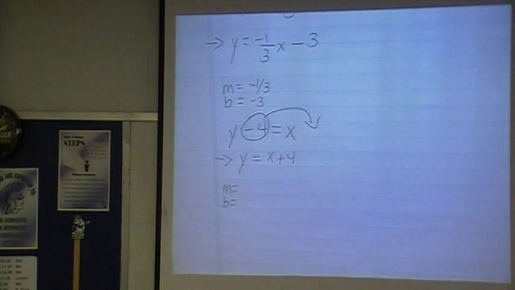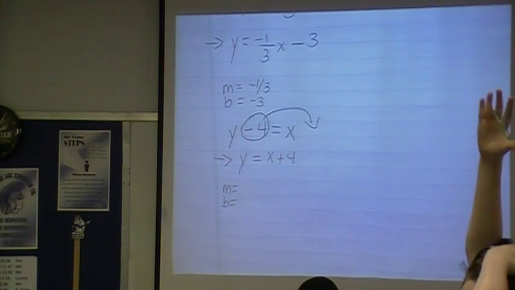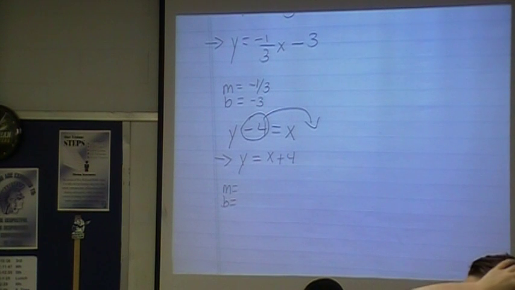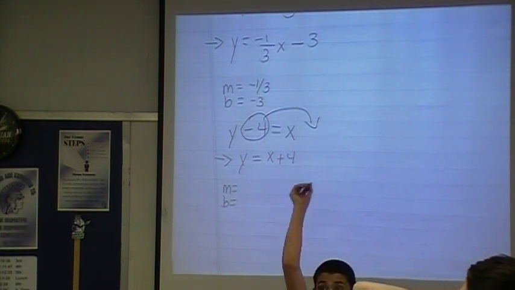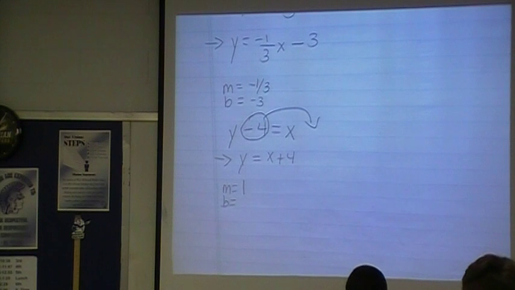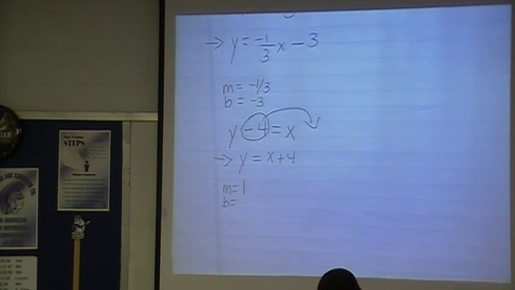Let's see who's got a good memory. Slope. What's my slope? It's the number in front of the x. Well, I see a number in front of the x, but remember, the algebra gods long ago decided they're not going to write what number? 1. Your slope is 1. Your slope is not x. Your slope is the number. It's 1. So what's my y-intercept? 4.